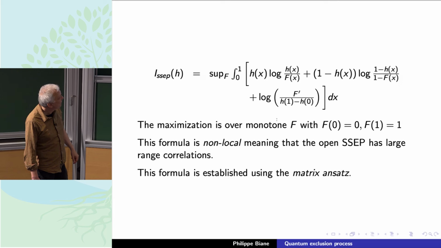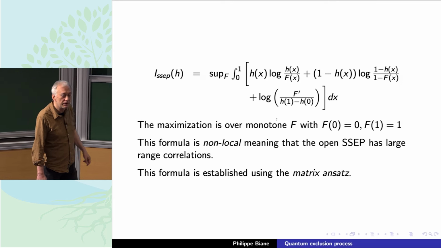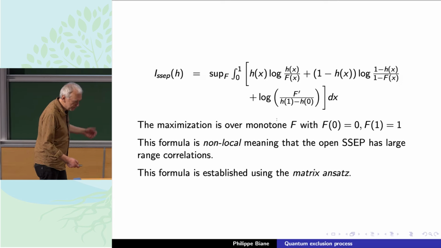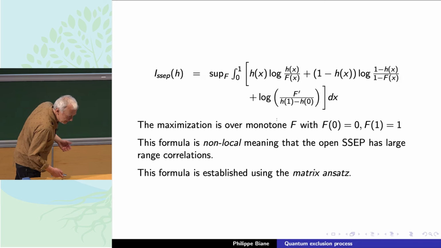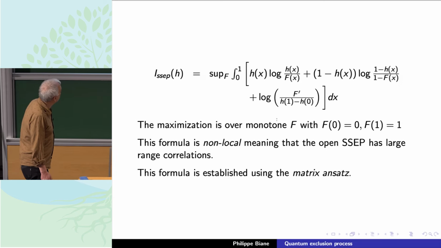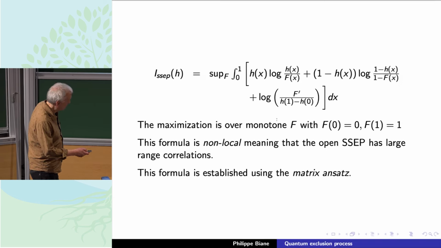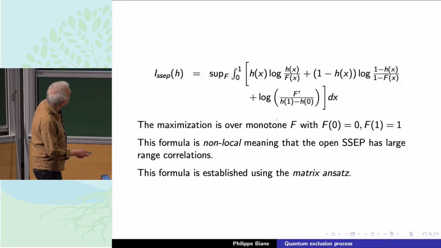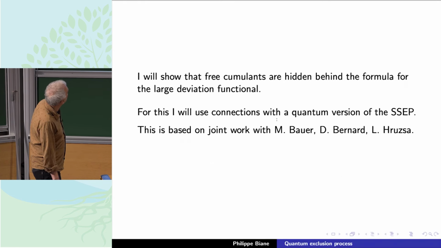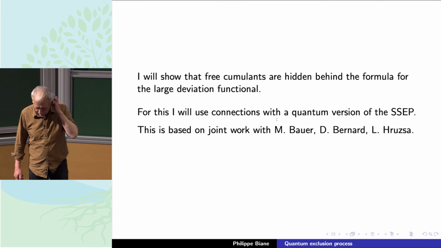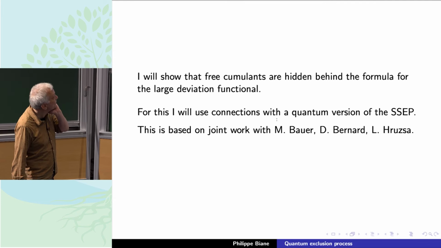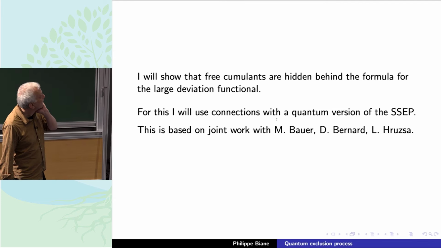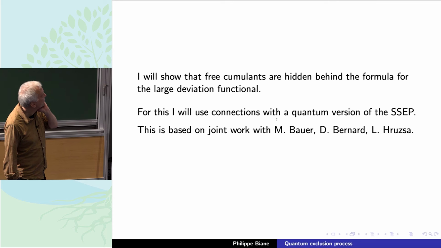the symmetric exclusion process. Okay, so it's a kind of trick which works very well and allows to produce a lot of results. I mean, in some sense, this model is solvable. Okay, so what I will show you is that actually there are some free cumulants which are hidden behind this formula for the large deviation function.